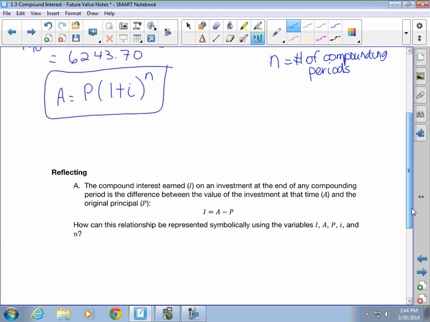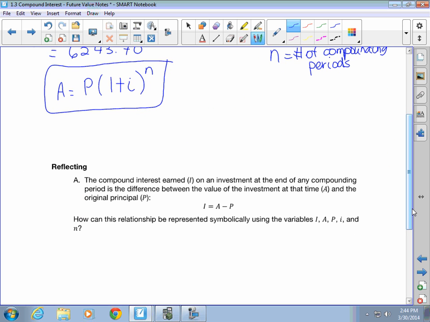So the next part says, the compound interest rate I of an investment at the end of any compounding period is the difference between the value of the investment at the time, A, and the original principal, P. So all they're saying is, if you want to know how much interest you've earned, you take a look at your present value that you have or your future value that you've calculated, which is A, and you subtract your principal, your initial amount you invested.